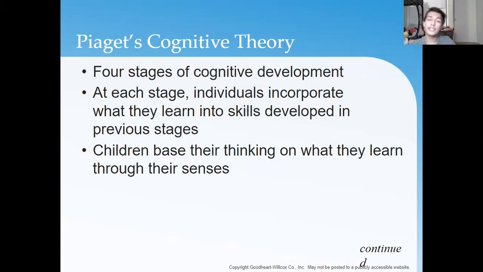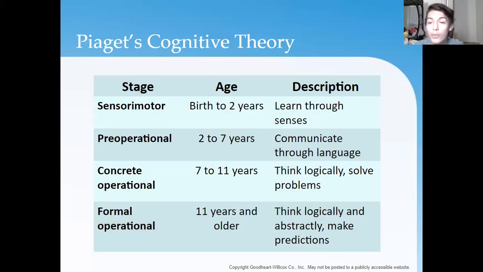Now moving on to Piaget's cognitive theory. He basically stated that there were 4 stages of cognitive development, and that at each stage individuals incorporate what they learn into skills developed in previous stages. He also said that children base their thinking on what they learn through their senses. Here are the 4 different steps towards cognitive development. The first one is sensorimotor. It starts from birth to the age of 2, and it basically says that children in this age group learn through their senses.